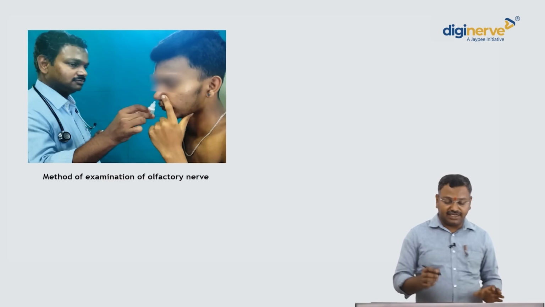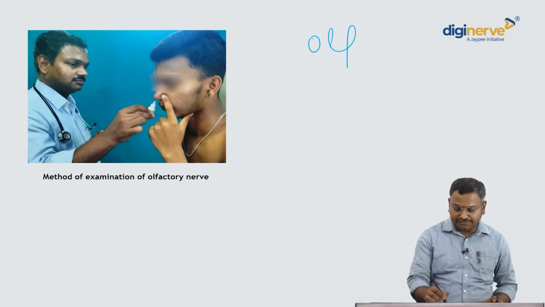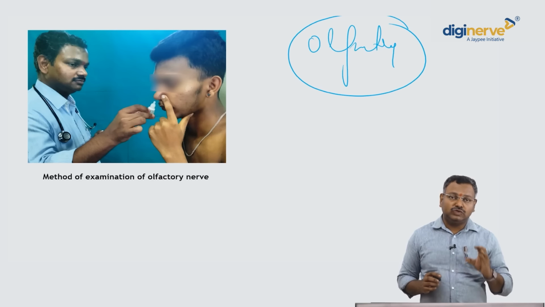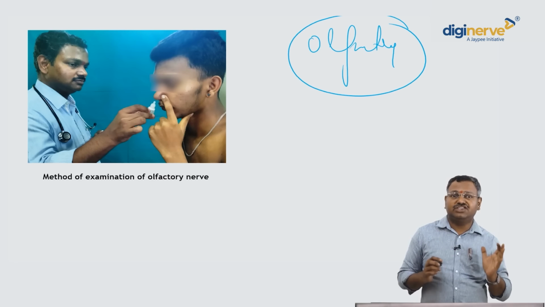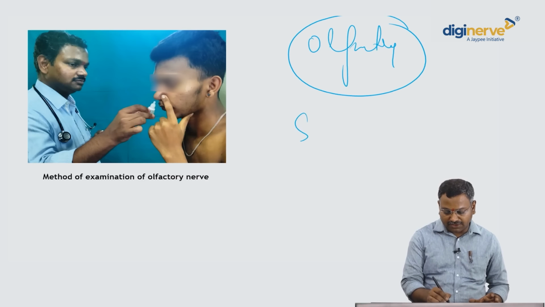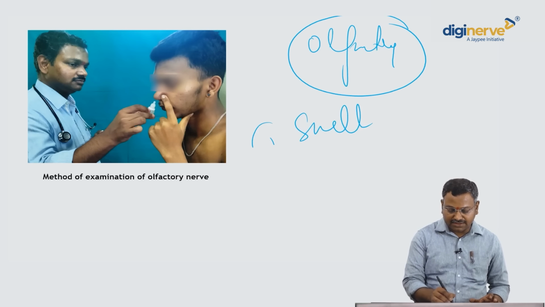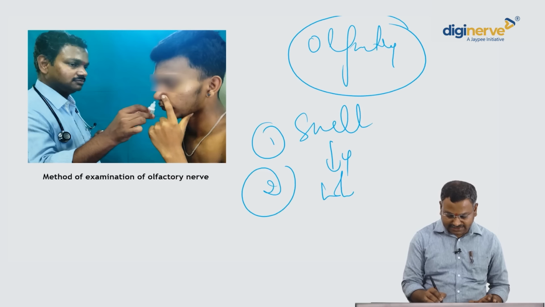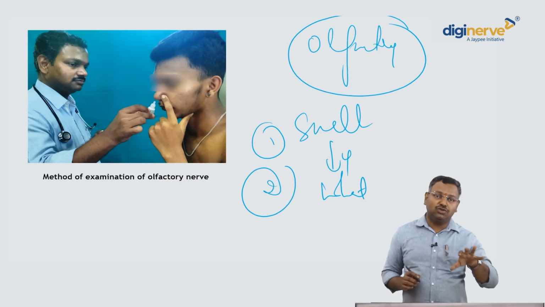Coming on to the first cranial nerve, that is the olfactory nerve. It's the basic sense of smell that you're going to test there. So we are going to instruct the patient to close his eyes and we are going to bring substances to his nostril and ask him to smell. The first thing we ask is whether he is able to smell or not. If he is able to smell, then we can ask, what is it? Is it a particular item that he knows?